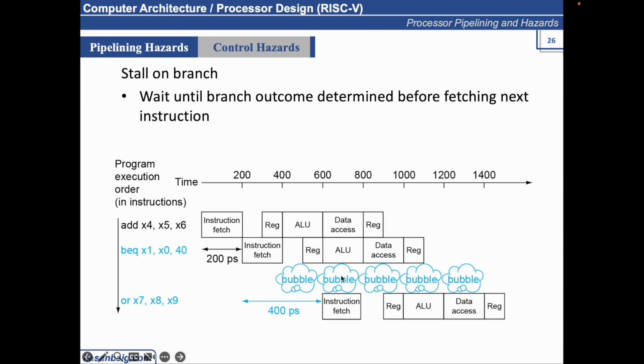In practice, this affects performance a lot. For example, say you're running a loop 1,000 times. If we keep checking the branch condition, then according to this strategy we have to keep inserting a bubble 1,000 times, which will greatly deteriorate the performance of the processor.